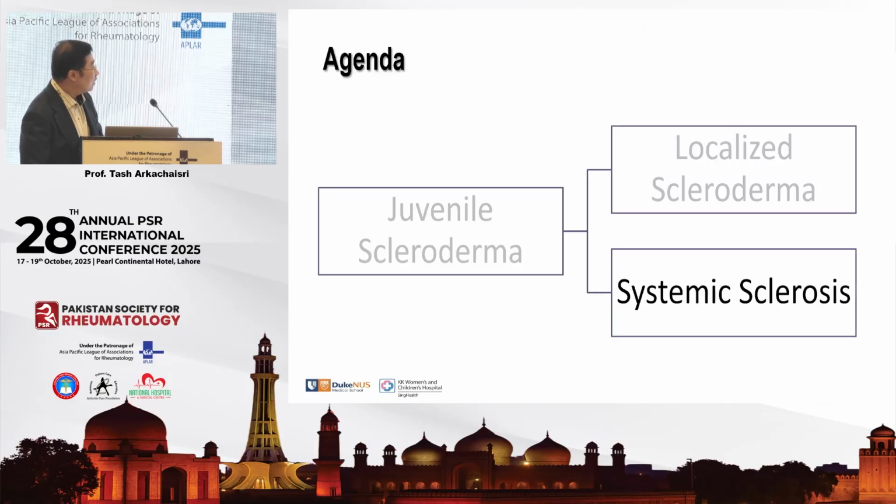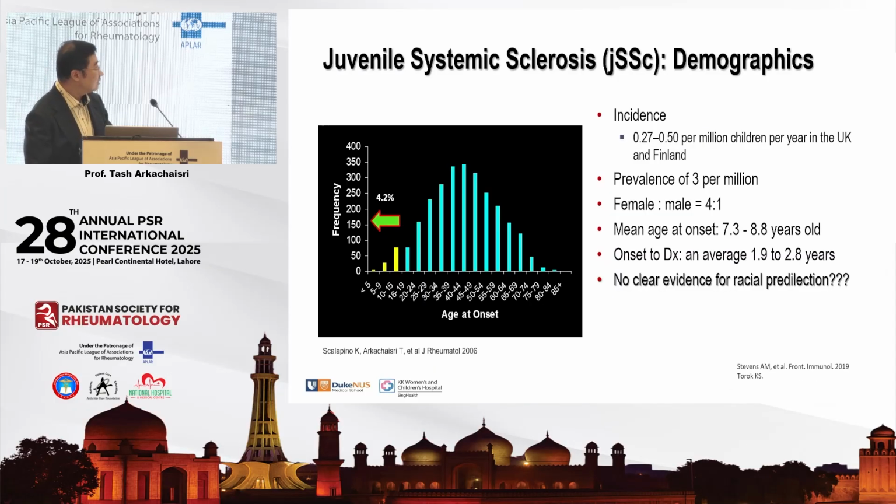Now I go to systemic sclerosis, only 10 minutes. That should be enough. I go quite quick. It's even more rare. Sometimes you may not see it at all. Female to male 4:1. And then if you look at younger than 16 years old, it's less than 5%. If you cut off at 18 years old, it's less than 9%, something like that.